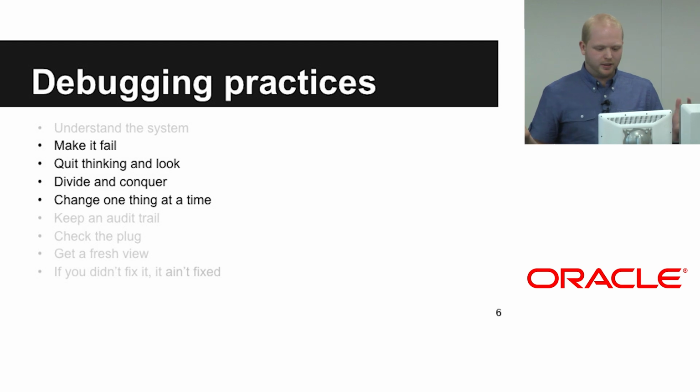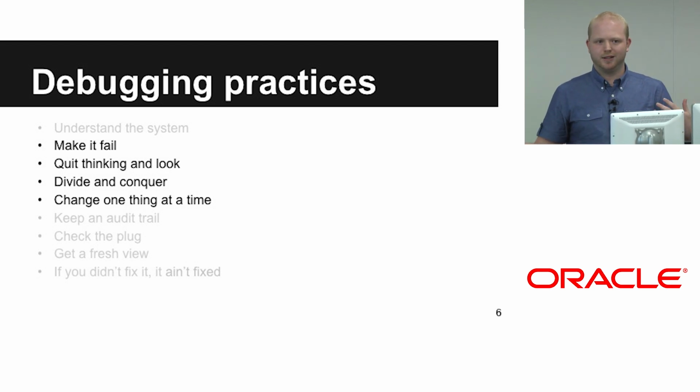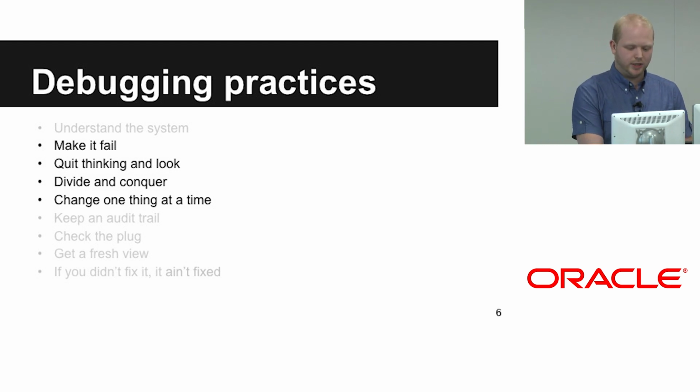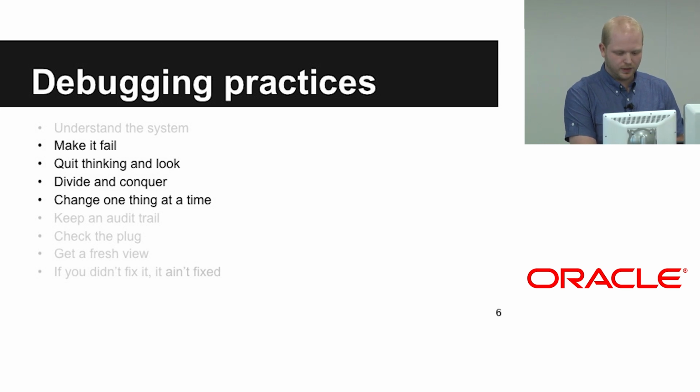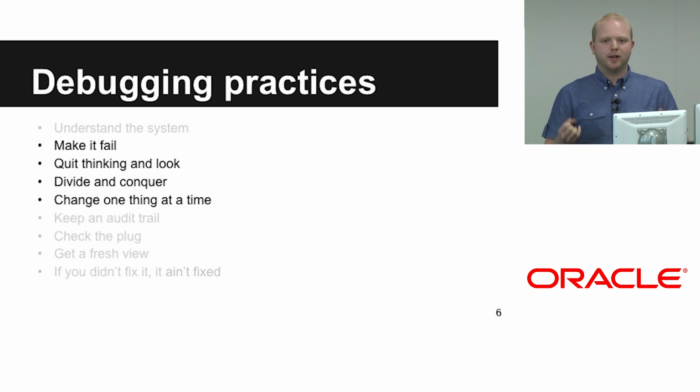So make it fail. You have intermittent failures. You keep rerunning it, but if it's intermittent, you have no idea when it's going to appear again, right? So you need some way of increasing the failure rate. Or decreasing it, or making it go away. It's also valid. Quit thinking and look. Stop making up theories. Look at the data. It requires that there's data to look at and that there's a practical way to look at the data.